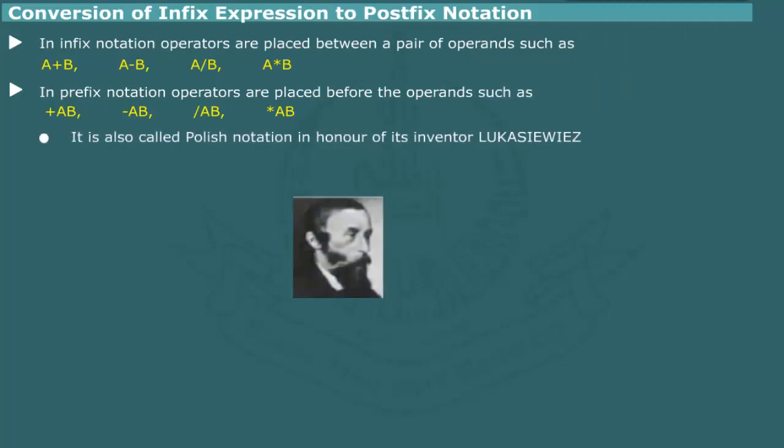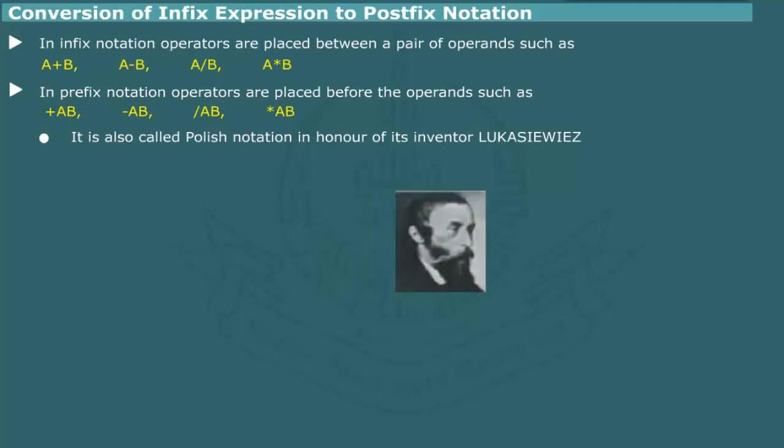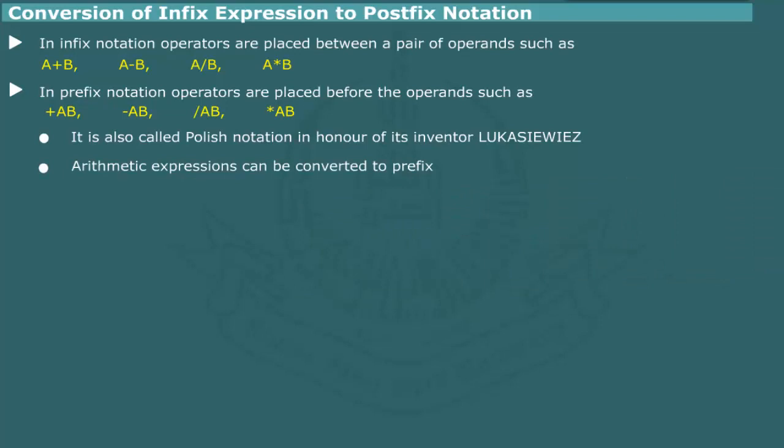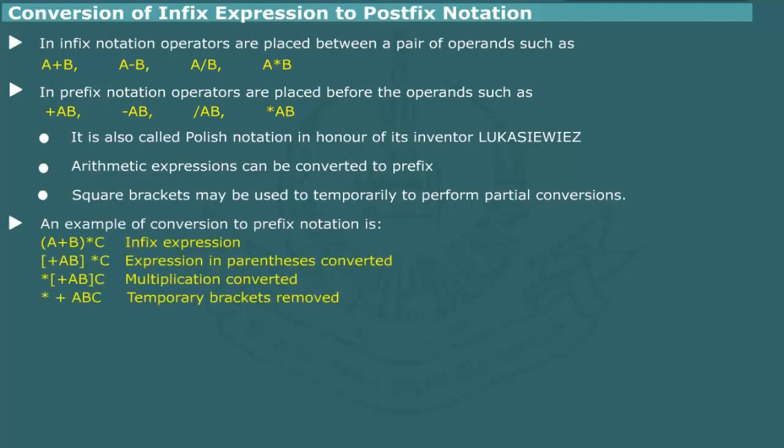The prefix representation is also called Polish notation in honor to its inventor, Polish mathematician Jan Łukasiewicz. A complex arithmetic expression can be converted to prefix notation by processing the brackets and operators in order of their priority. For convenience, square brackets may be used to indicate partial conversions. Here is an example.